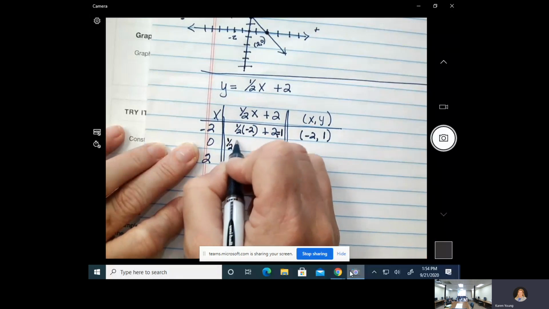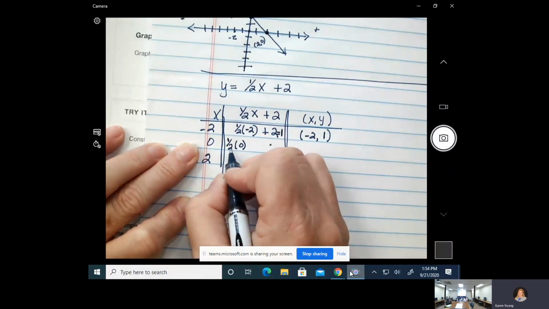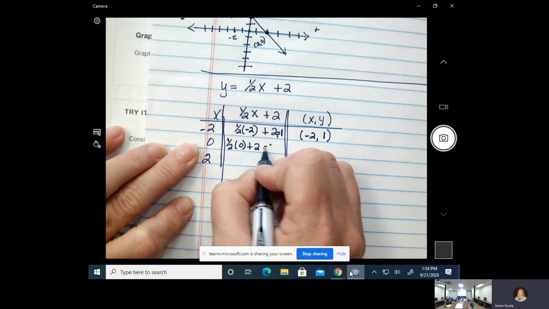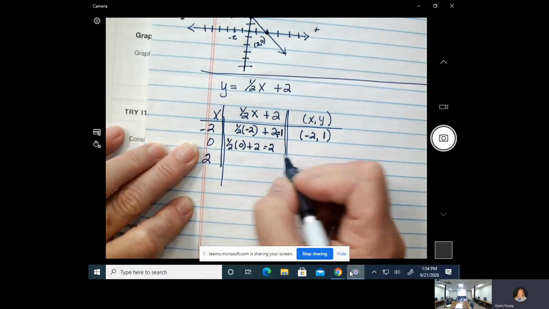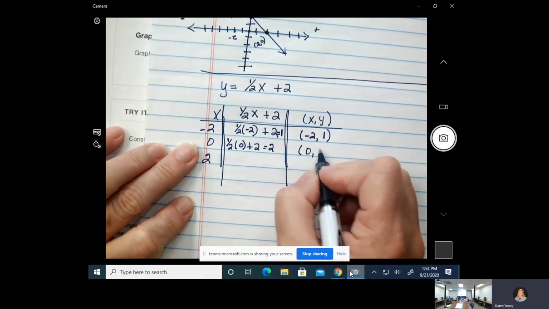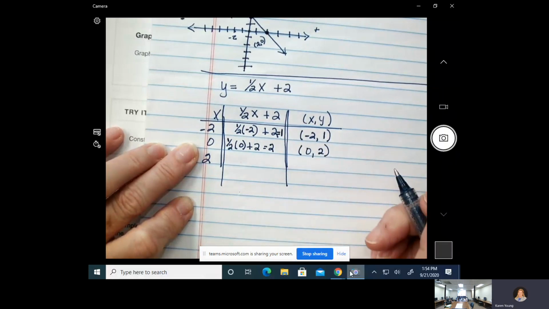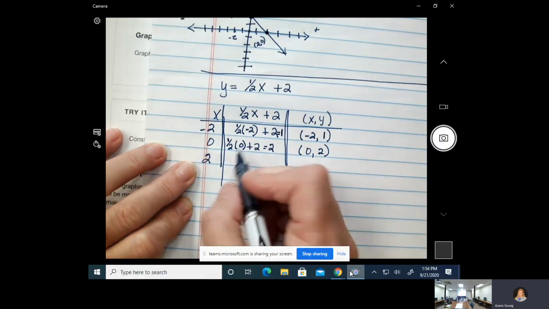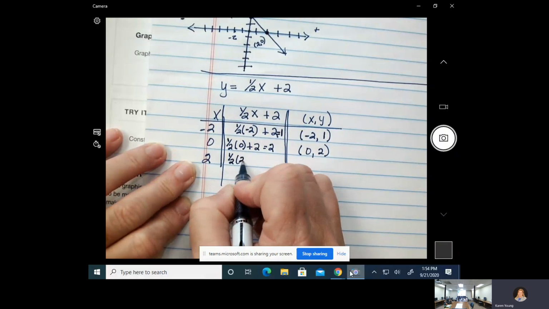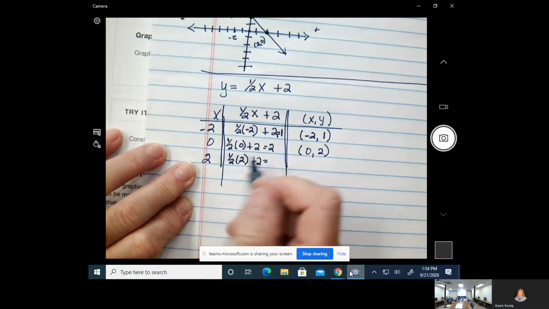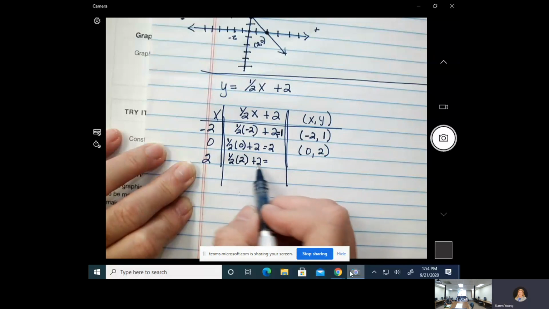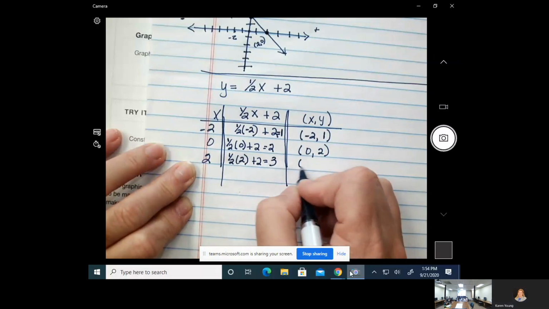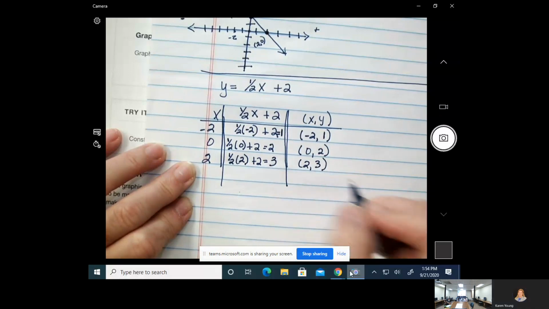Then I'm going to put a 0 in here. So I've got 1/2 times 0 plus 2. 1/2 times 0 is 0. Plus 2 is 2. So then my ordered pair is 0 and 2. And then I've got 1/2 times a positive 2 plus 2. Well, 1/2 times 2 is 1. 1 plus 2 is 3. So now I have 2 and 3.